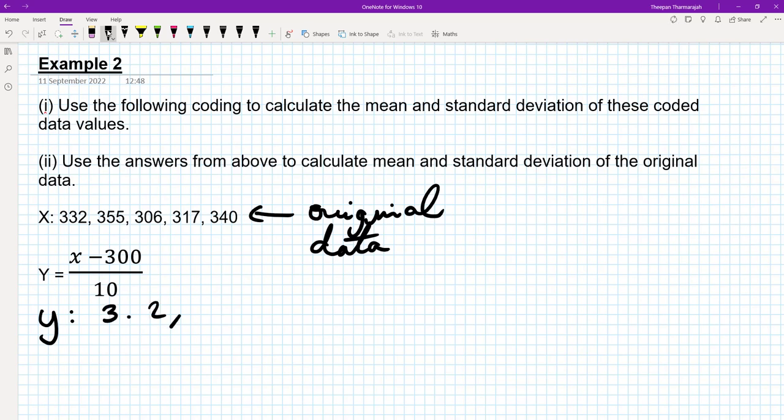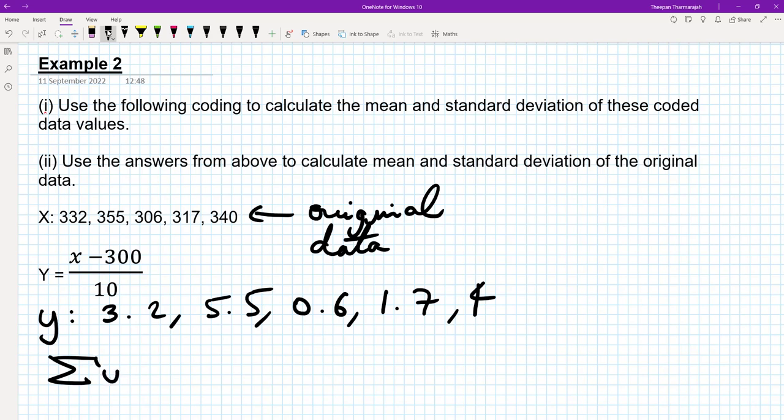And if I repeat the process for all of the numbers, I'll get 5.5, 0.6, 1.7, and then 4. So now what I need from the calculator is the sum of y. I need the sum of y squared, and I need to know the number of values. Well, the number of values in our case is simply just going to be 1, 2, 3, 4, 5.